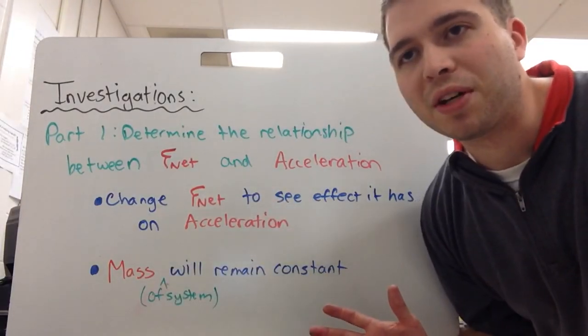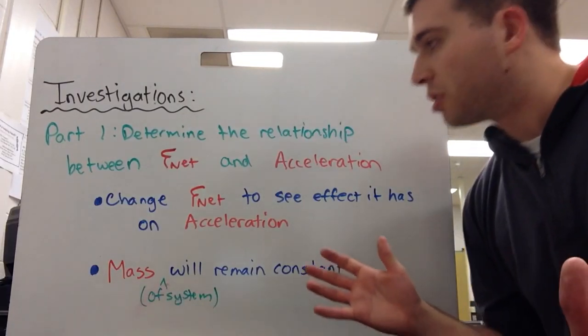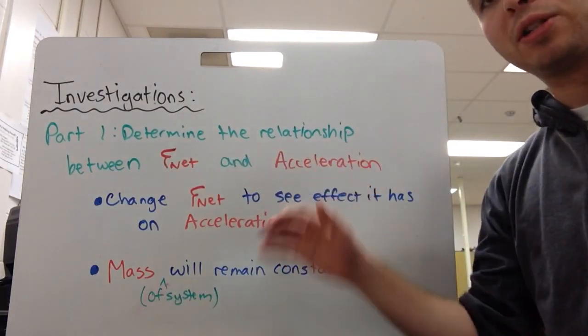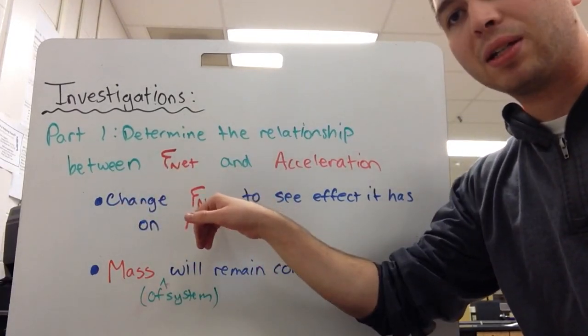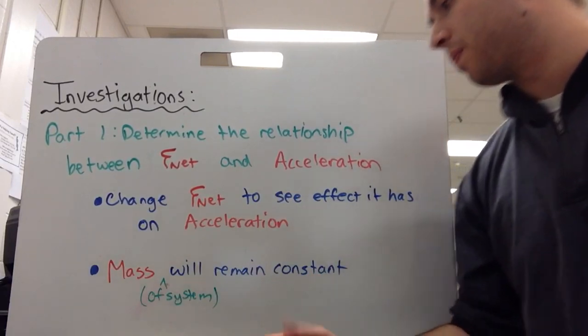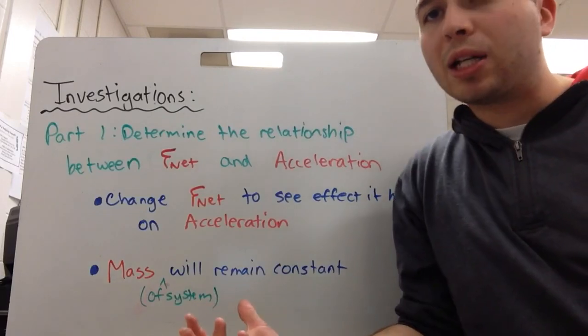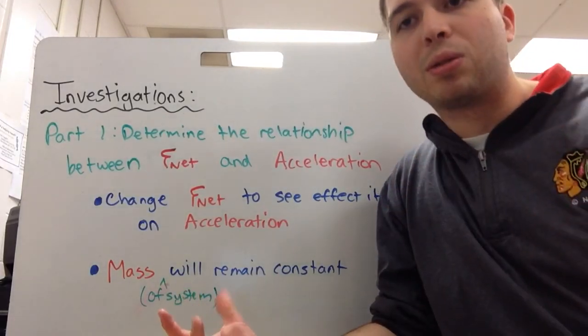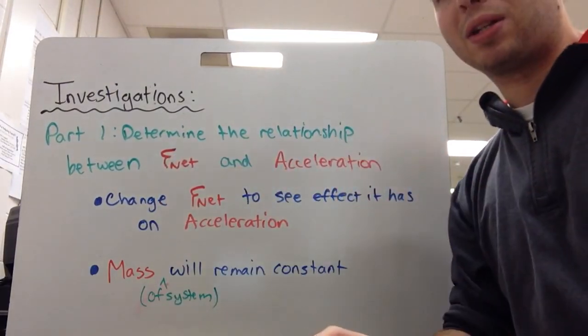We're going to break up this investigation into two parts. In part one, you're looking at just the relationship between F net and acceleration. You want to determine what that relationship is. So you'll be changing F net to see the effect it has on the acceleration of the cart. Mass will remain constant, the mass of the entire system, and we'll talk a little bit more about what that is when we get into the actual lab itself. So changing F net, seeing the effect it has on acceleration is part one.